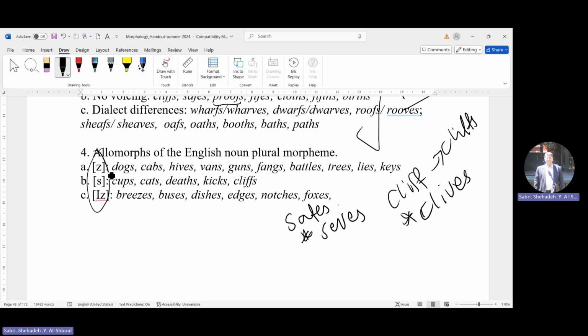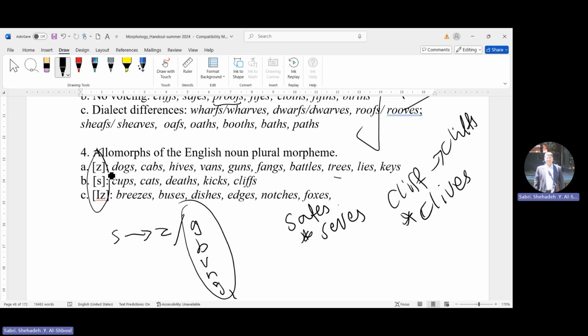So for example, we have the z that occurs if and only if it is preceded by, for example, g in dogs, b in cabs, v in wives, n in vans, n in guns, ng in fangs, l in battles, and the vowels. Okay, so here we notice that all these are phonemes and they determine the type of the following allomorph.